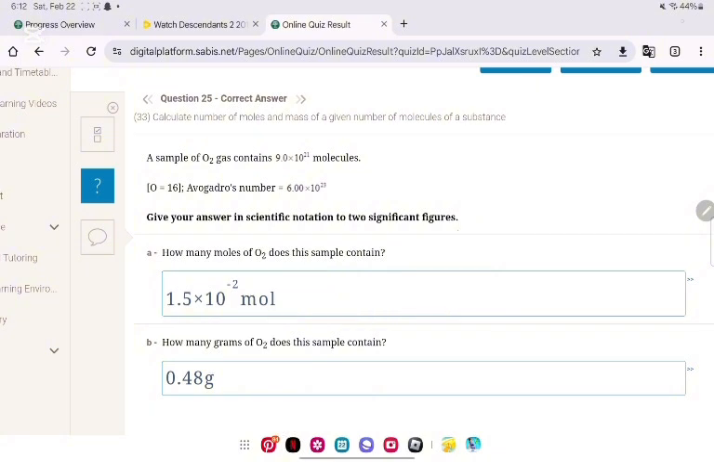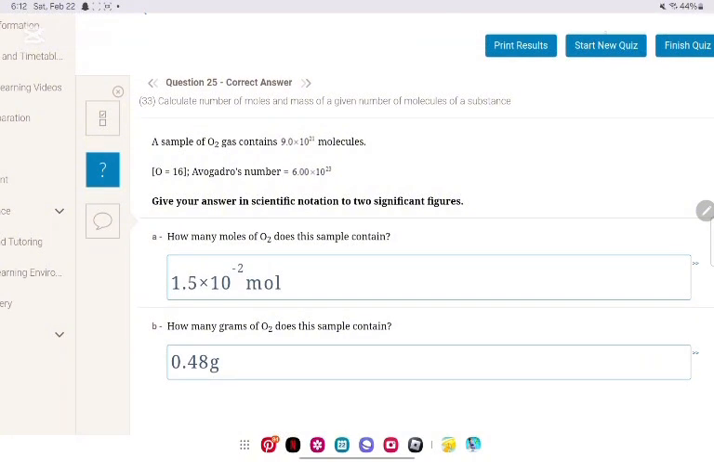Okay, and then part B. So to find the grams, the rule is m equals moles times molar mass. The mole is here. You're going to put that times 16 times 2, because it's O2. It's going to be 32. You get 0.48, and that's the answer.